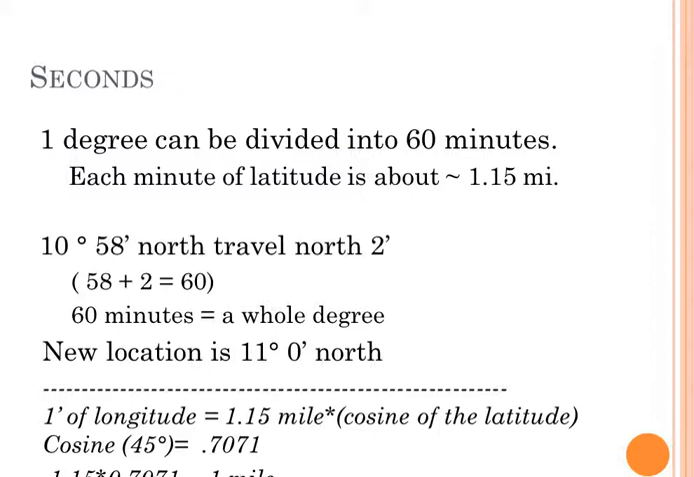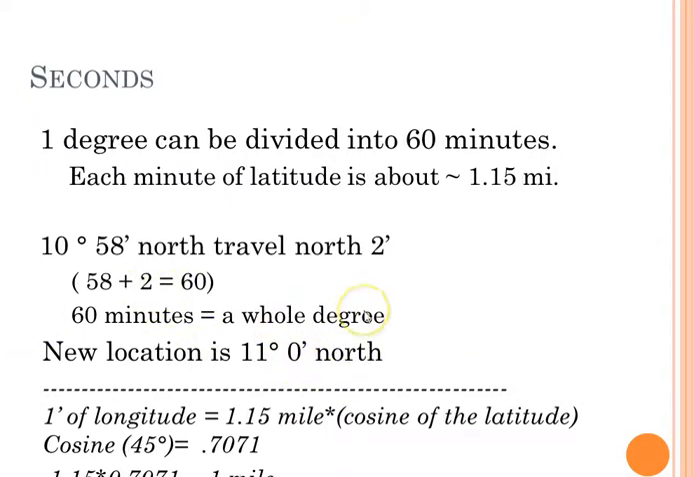Each degree can be divided into 60 minutes. And it's kind of like 1 hour can be divided into 60 minutes, right? And so 1 minute of latitude is about 1 mile. That makes a lot easier digging, right? And so the thing about latitude and longitude when you're talking about degrees and minutes is that if I have a location that's 10 degrees, 58 minutes, and I travel 2 more minutes, I've actually traveled a whole other degree, right? Because 58 plus 2 is 60. So I have to take that whole degree and add it back to my degrees.